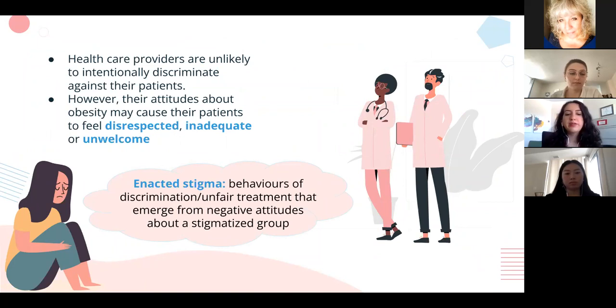There are strong repeated findings that individuals affected by obesity are viewed by a large portion of healthcare providers as awkward, unattractive, non-compliant, slothful, and as I mentioned earlier, weak-willed and lazy. And while healthcare providers are unlikely to intentionally discriminate against their patients, they are not immune to harboring these same views, sometimes without even necessarily being aware of it.